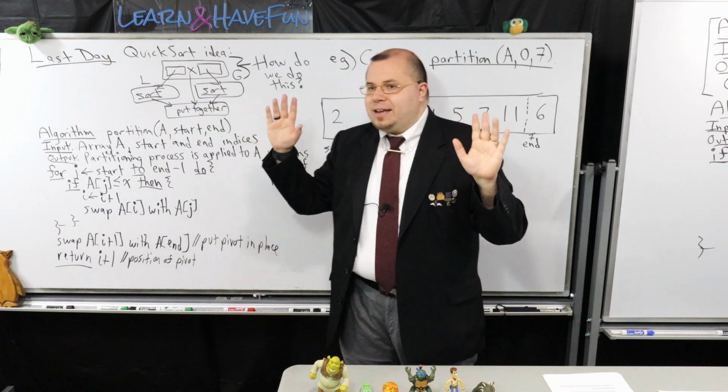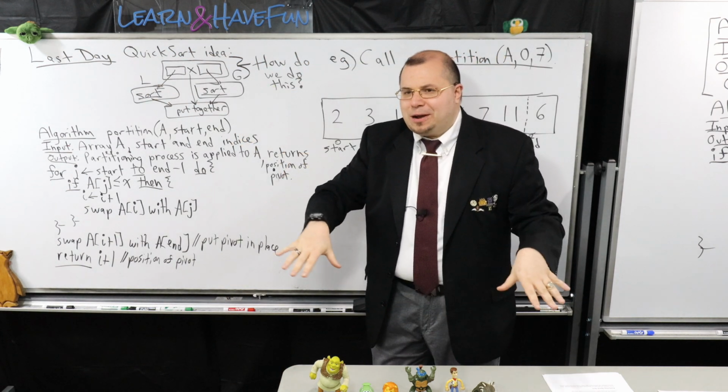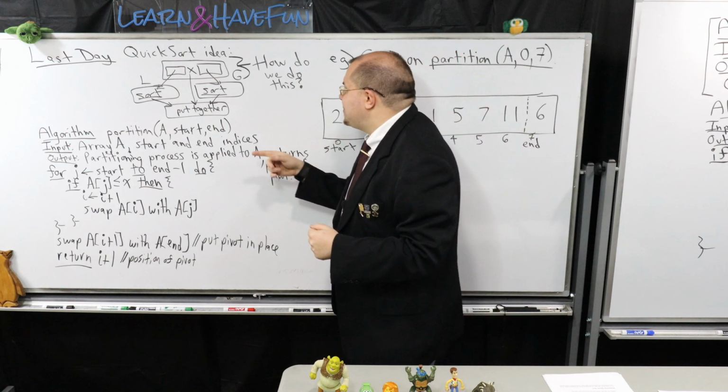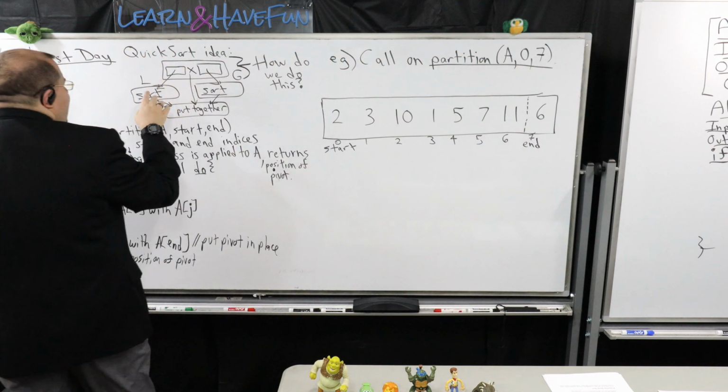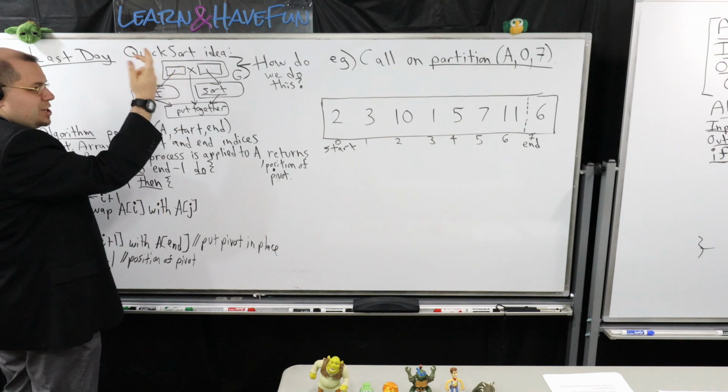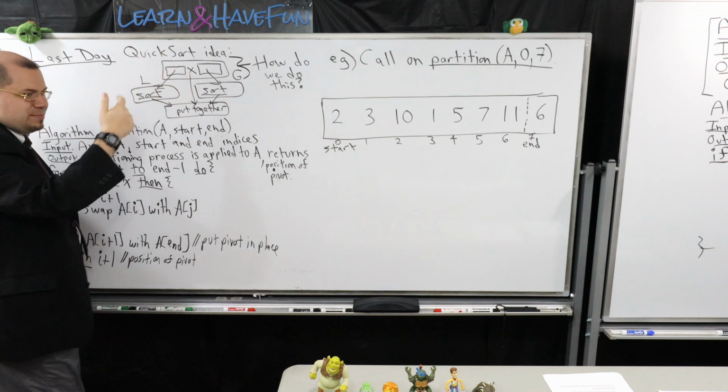So I gave you this idea. I kind of drew this picture. We had some fun with our crew down here. And we had this idea where I pick some position. I call it the pivot. I called it X in my picture.